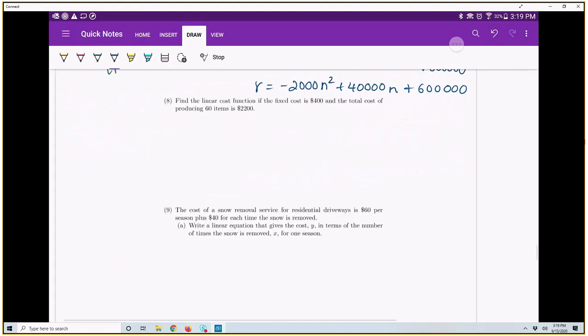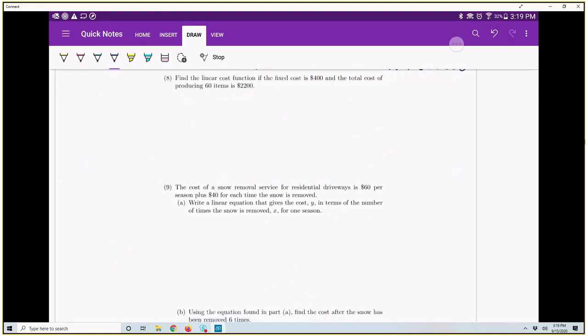Okay, next, we want to find a linear cost function if the fixed cost of producing some items is $400 and the total cost of producing 60 items is $2,200. So what this says is that in order to produce whatever it is we want to produce, again, it could be pitchers of lemonade or widgets or cookies, our initial startup costs are $400. We're going to pay that no matter how many we make.